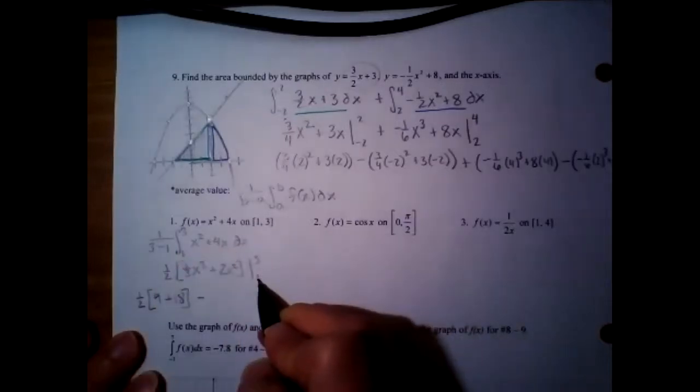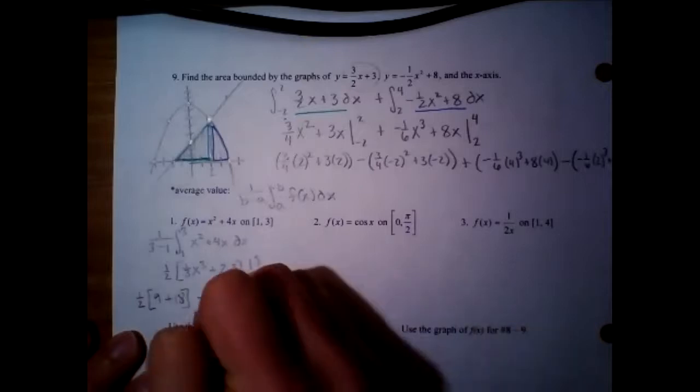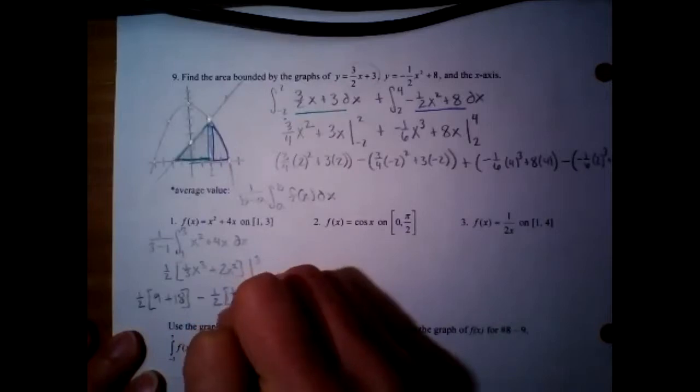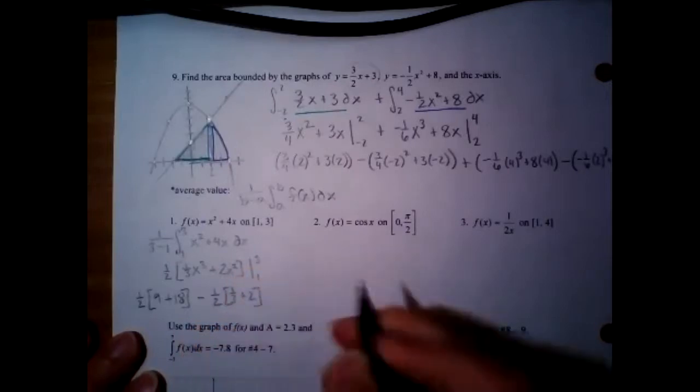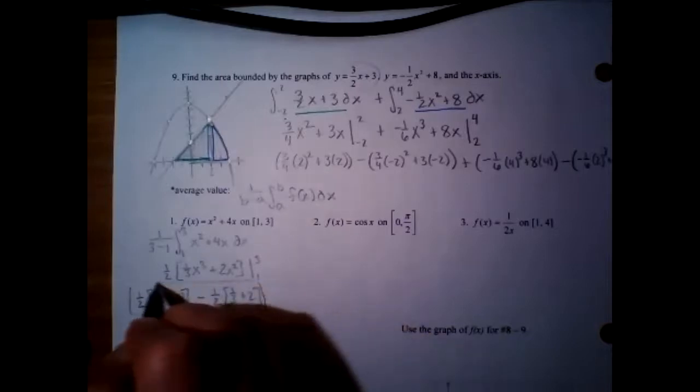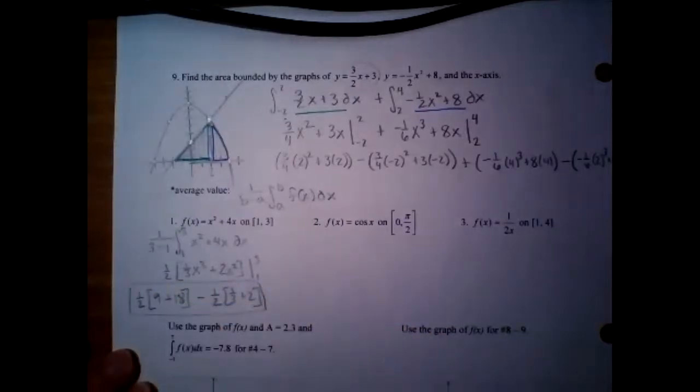Minus, and now we're going to do 1. So plug in 1 to all this. So that'll be 1/2 times a third plus 2. And I think we've simplified enough of these, so I'm going to let us just stop there. That one's kind of crazy with the fractions anyway.